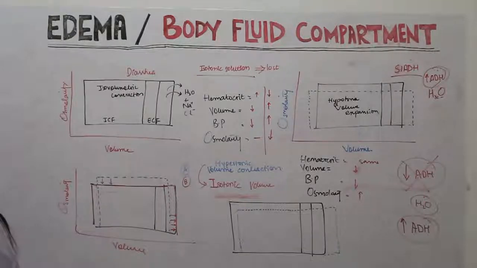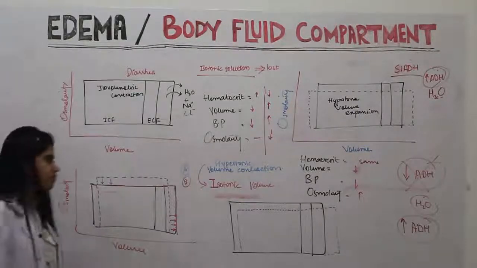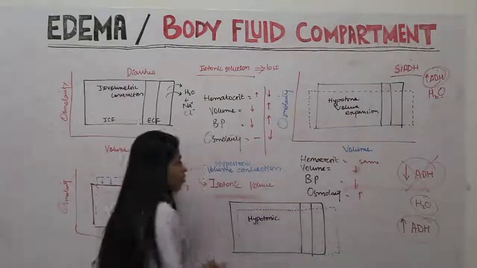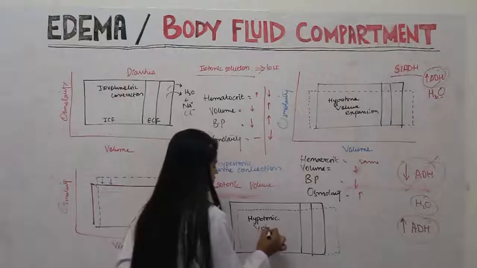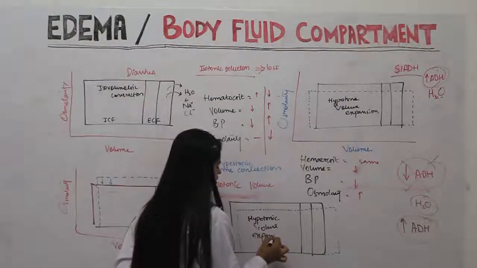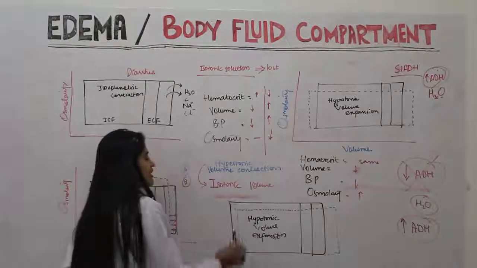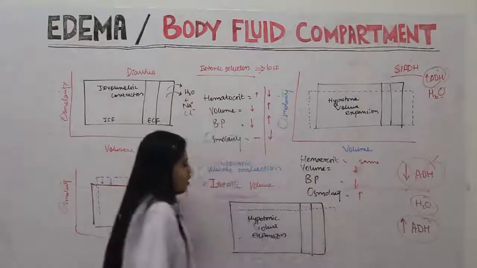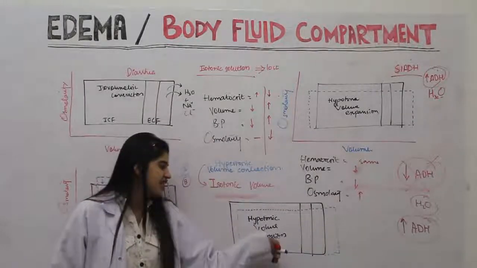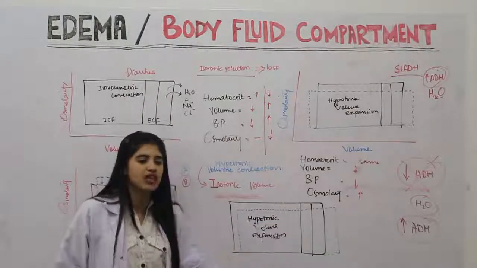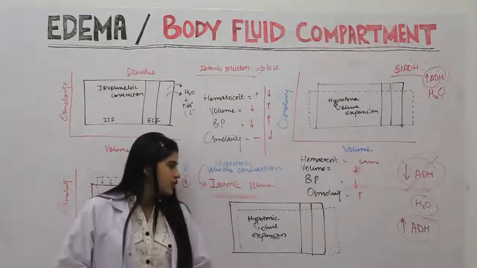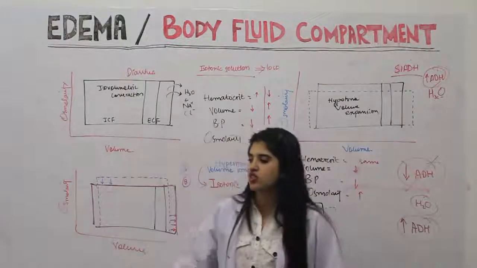Osmolarity decrease, volume increase. Hypotonic. Okay, this is hypotonic volume expansion. Why do we say that? Because we don't see the intracellular, we see the extracellular fluid. So if extracellular fluid has increased, we say there is expansion. And if the osmolarity has decreased, we say this is the hypotonic solution. Okay, you get it? This was the basic thing I wanted to test.